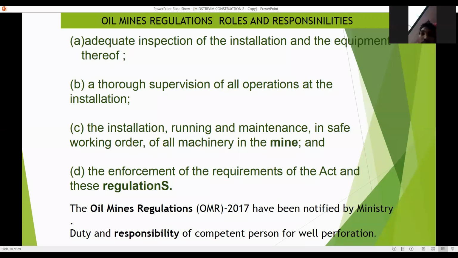The Oil Mines Regulations OMR 2017 have been notified by the Ministry, covering duty and responsibility of competent person for well perforation. See, this OMR is having a 2017 edition. You can go through that. It is available on Google also. It is very clearly specified who is installation manager, what is commissioning, what is construction, what is relief valve, okay, what is pipeline, these things, and very clearly it is given in OMR. Please go through that.